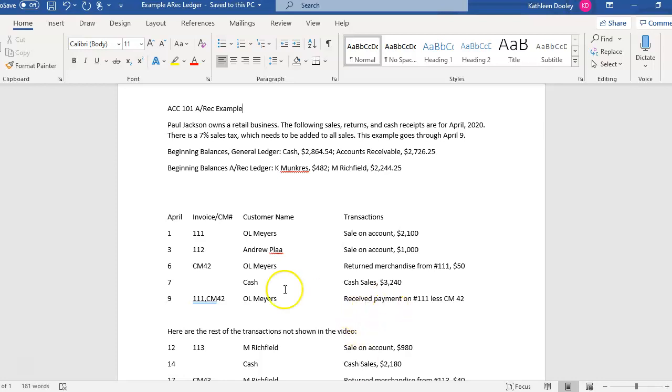Now we can start on our transactions. So on April 1st, we have invoice 111 to O.L. Myers as the customer, and it's a sale on account, 2100. Now remember, there's a 7% sales tax on every sale. So I have to calculate out the 2100 times 0.07 or 7%.